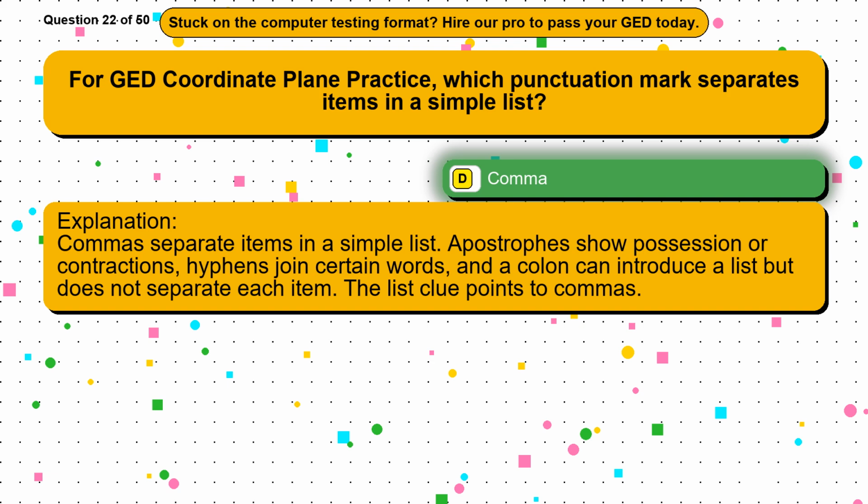Apostrophes show possession or contractions, hyphens join certain words, and a colon can introduce a list but does not separate each item. The list clue points to commas.